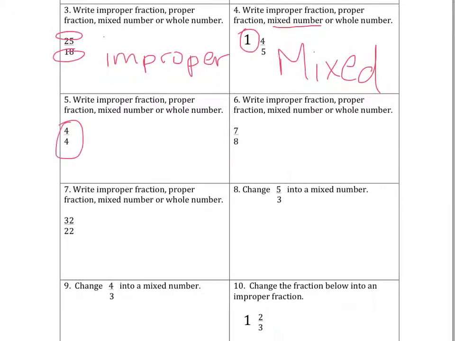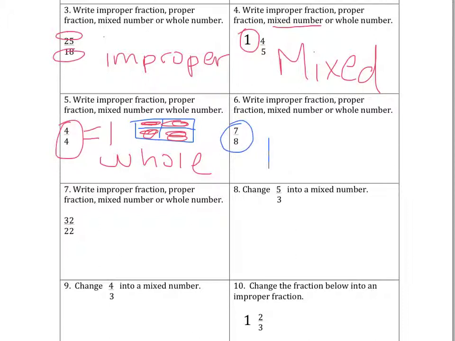This one, 4/4 equals 1, which makes it a whole number. Think of this one too. If I have a square, rectangle, and I have it broken into 4 pieces, and I shade in 4 of them, I have shaded in 1 whole square. So I have 1 whole. This one is just a normal fraction, so it's proper. The smaller number is on top, the bigger number is on bottom. This one, the bigger number is on top, so that would make it improper.